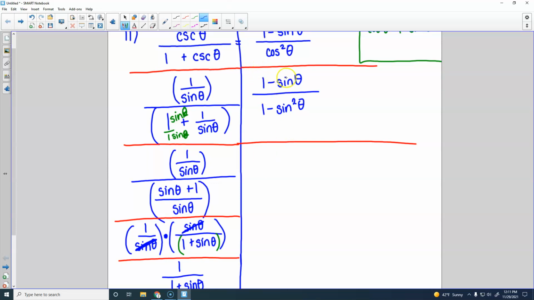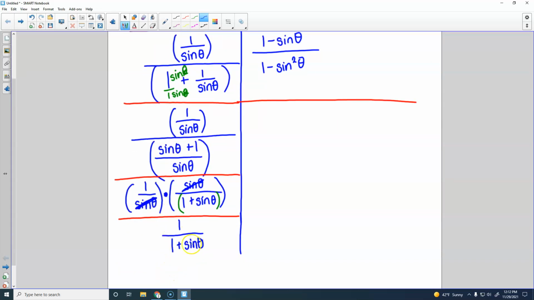Why can I not cancel one of those sines? It's because of this 1 minus right here. So 1 and sine are not being multiplied, right? You've got plus or minus signs in that top and bottom, so the things that you're canceling are not being multiplied. So we cannot do that. So here is a strategy that we need to catalog away in our brains, because obviously I need to just have a 1 plus sine theta here. I've got to cancel something to get down to this.